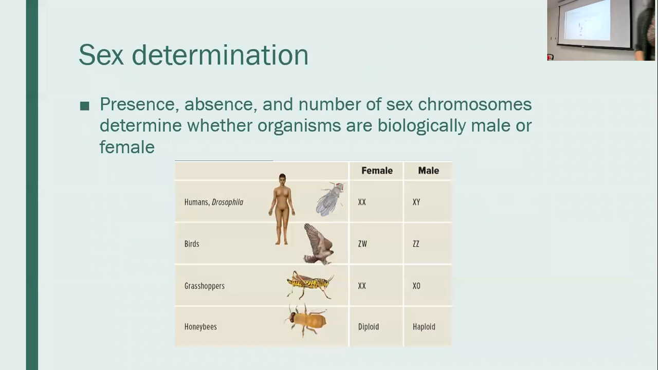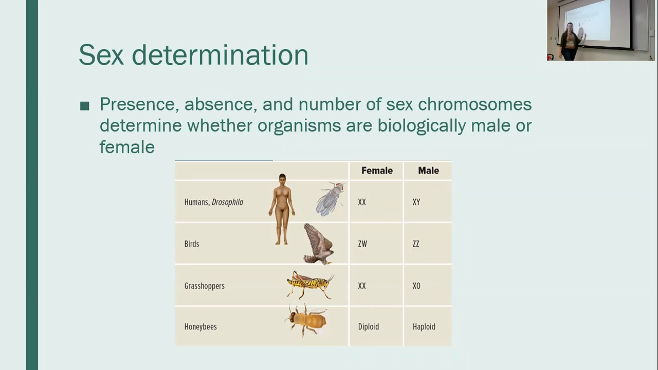We might. All right. So sex determination in animals is based on the presence, absence, or number of various sex chromosomes. And it varies from group to group, right? So us and the flies, right? If you inherit 2 X chromosomes, you're biologically female. If you inherit 1 X chromosome, it pairs with a Y chromosome and you're biologically male. If you're a bird and you inherit a Z and a W chromosome, you're female. You get 2 Zs, you're male. Grasshoppers, similar to us, if you inherit 2 X chromosomes, you're female. Males have an unpaired X chromosome. So they inherit an X and then nothing.